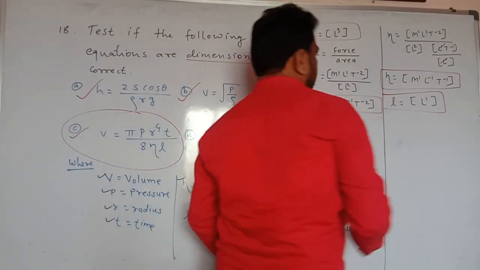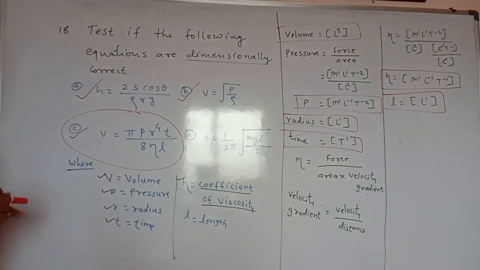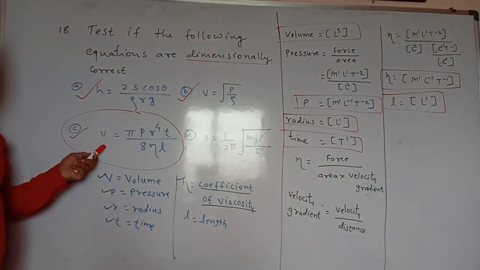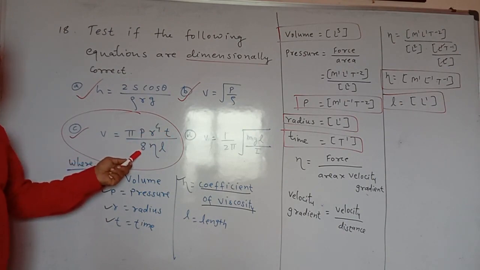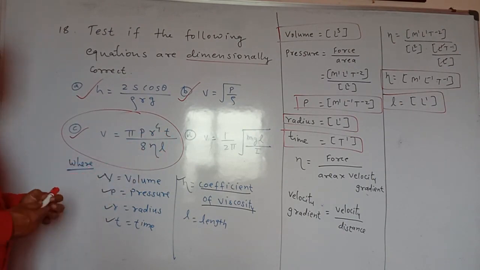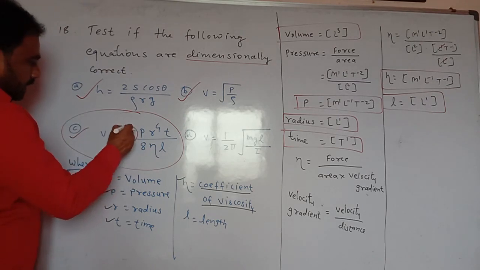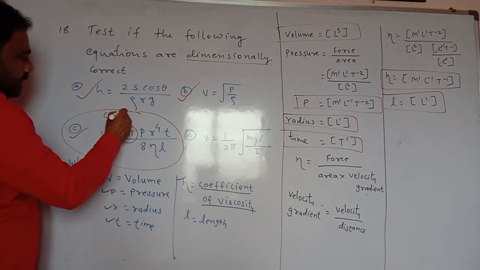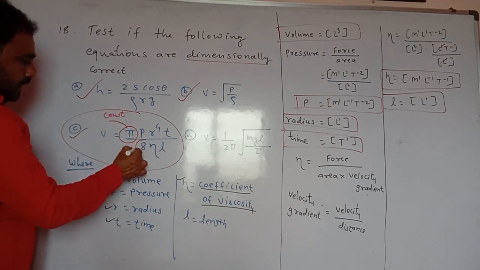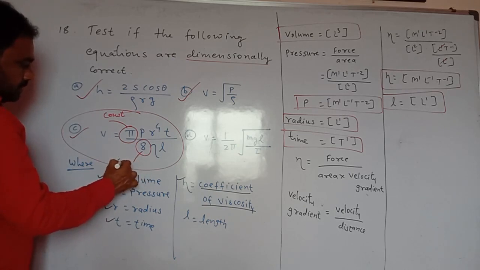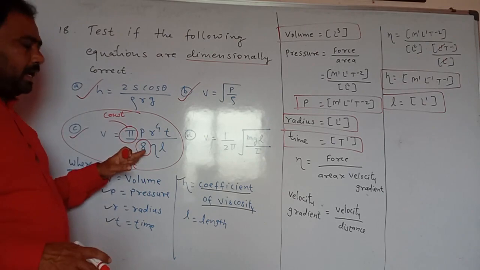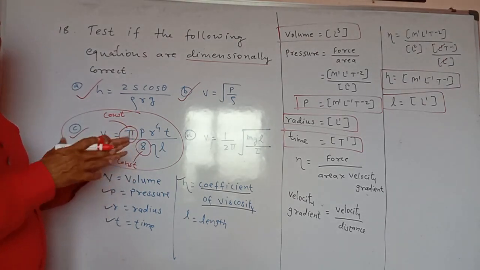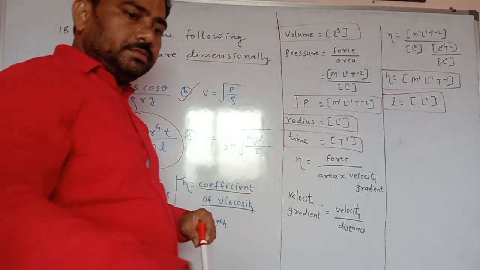Okay, so concentrate on this equation, that is volume is equal to pi P r to the power 4 into t upon 8 eta into L. So see here, this pi is a constant because it has the value 3.14. This 8 is also a number, so it is also constant. So we do not consider these two terms, that is pi and 8. Only the remaining terms we have to write.